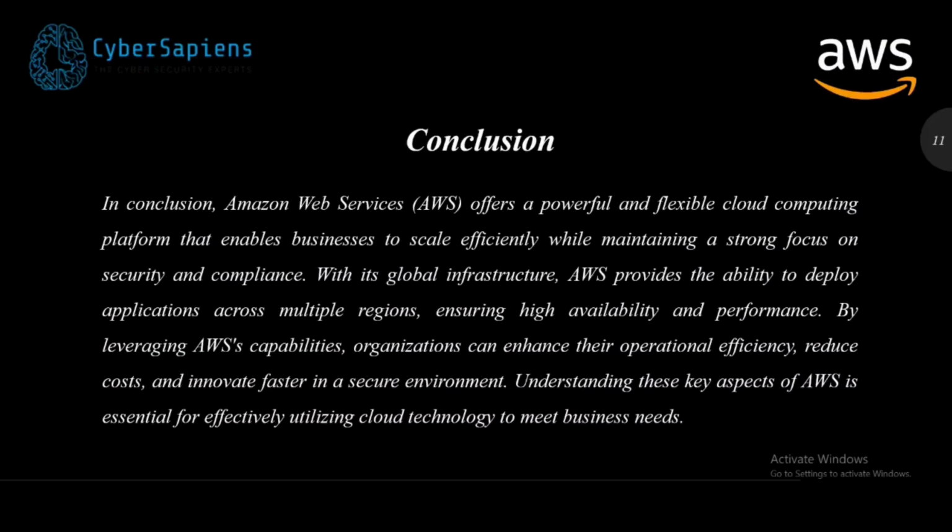With its global infrastructure, AWS provides the ability to deploy applications across multiple regions, ensuring high availability and performance. By leveraging AWS capabilities, organizations can enhance their operational efficiency, reduce costs, and innovate faster in a secure environment. Understanding these key aspects of AWS is essential for effectively utilizing cloud technology to meet business needs.